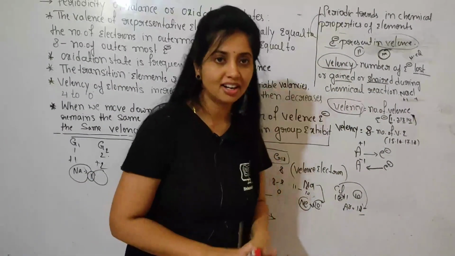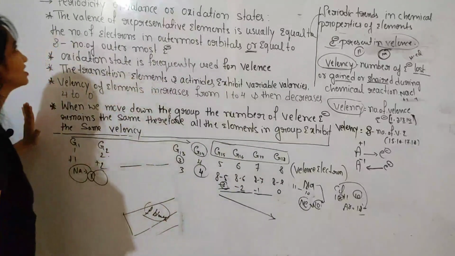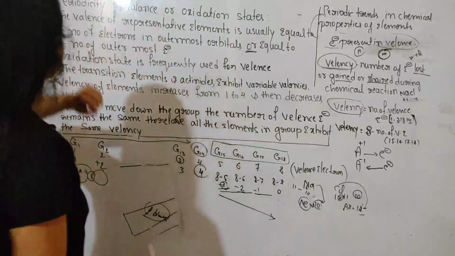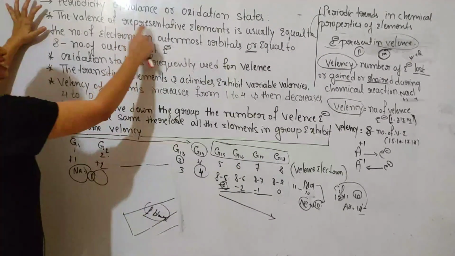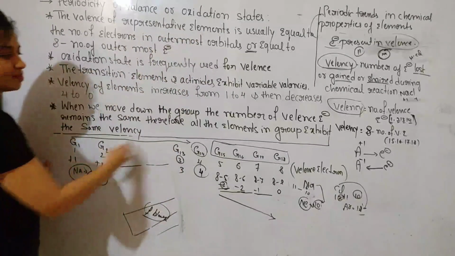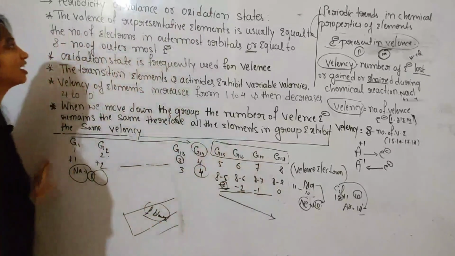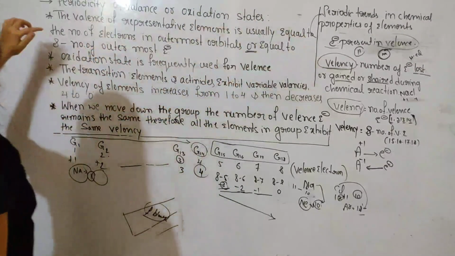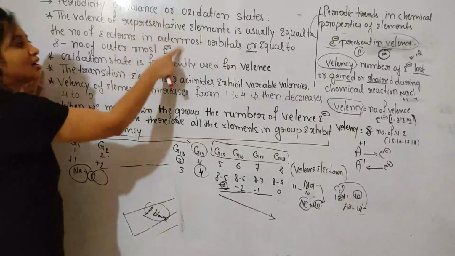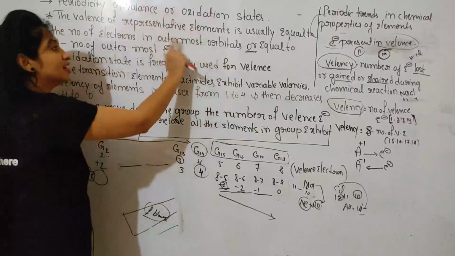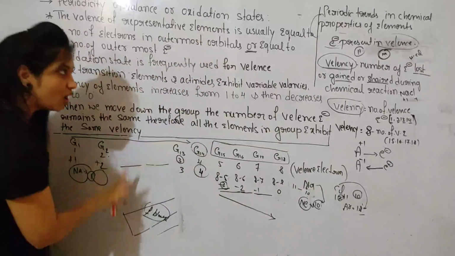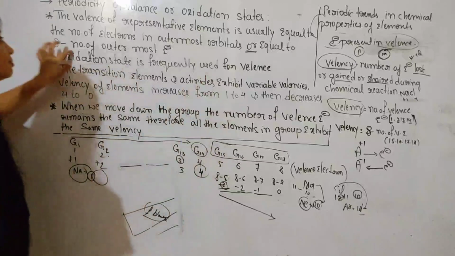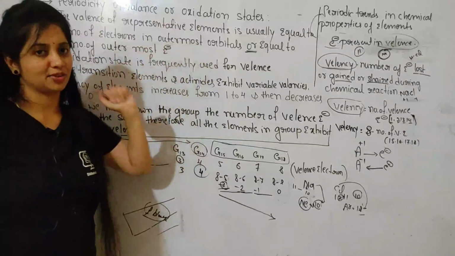Just remember these 5 points. The periodicity of valence or oxidation state. The valence of representative elements, meaning the s-block elements and p-block elements together called representative elements, is usually equal to the number of electrons in the outermost orbitals or valence orbitals, or for the later groups equal to 8 minus the number of outermost electrons.